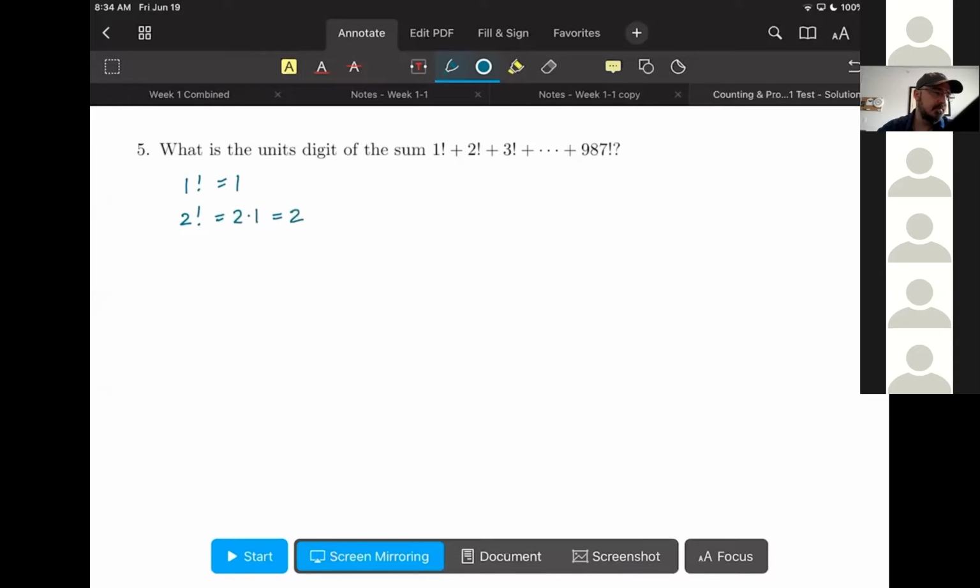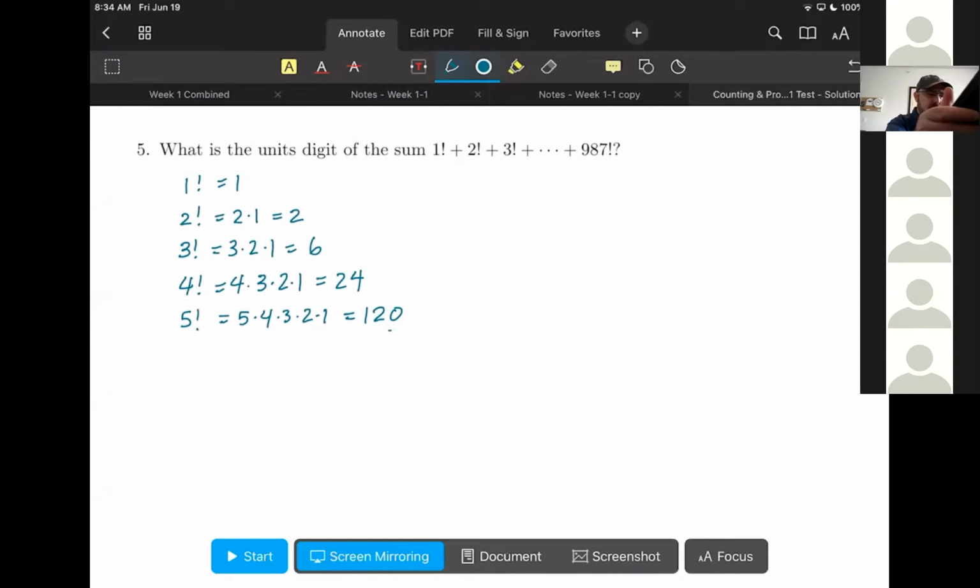3 factorial, 3 times 2 times 1, is 6. 4 factorial is 4 times 3 times 2 times 1, which is 24. And then 5 factorial, we have 5 times 4 times 3 times 2 times 1, which is 120. So we notice that for 5 factorial, we actually have a 0 in the units digit, which is interesting.